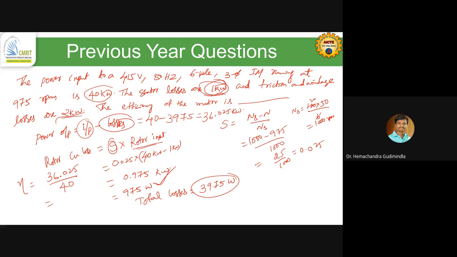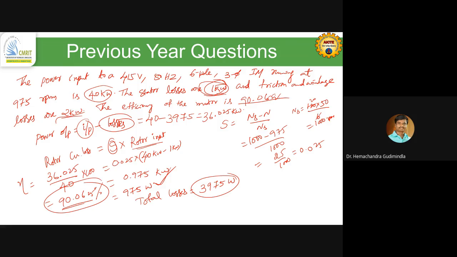So 36.025 divided by 40 is equal to 0.900625. So around 90% efficiency we will get when multiplied by 100. So we will get the efficiency of the induction motor as 90.0625%. So this is how we can calculate the efficiency of the induction motor.